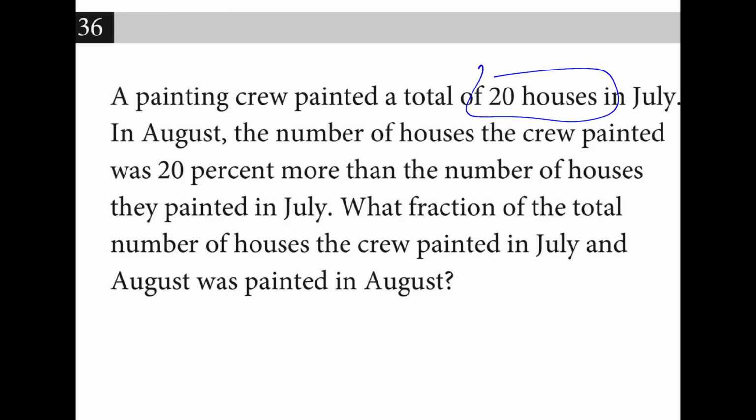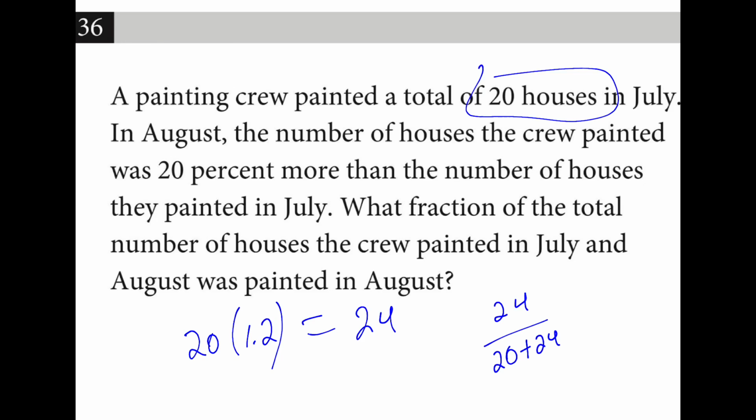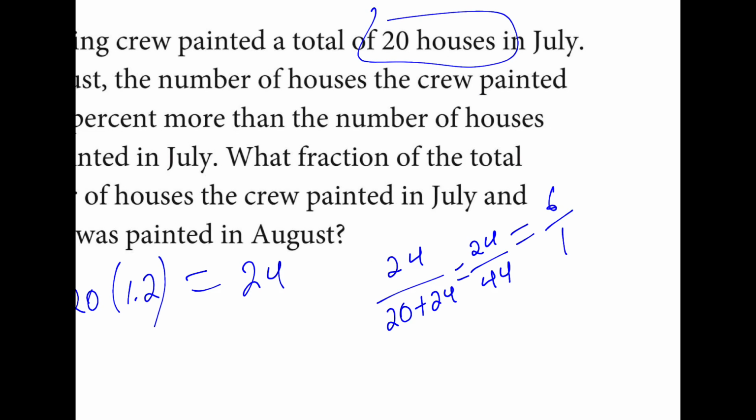20 houses in July. In August, that's 20% more, so 20 times 1.2, which is going to be 24. What fraction of the total number of houses? So that's 24 out of 20 plus 24. If I simplify that fraction, I get 6 over 11.